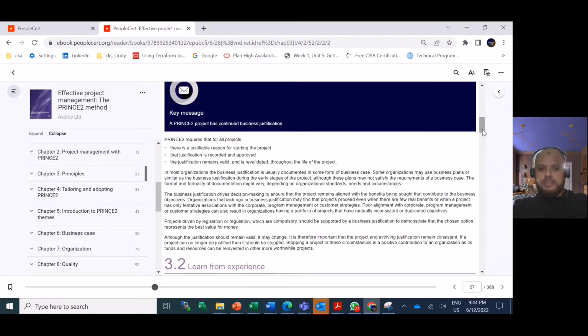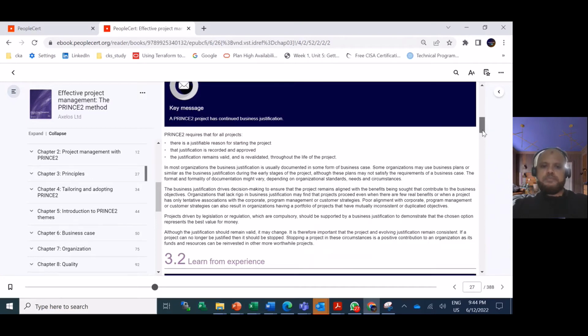That means the benefit realization. After the project is implemented, you must have some business implication. Otherwise, the project life cycle will be hampered. So the justification should remain, and it is important that the evolving justification remains consistent.